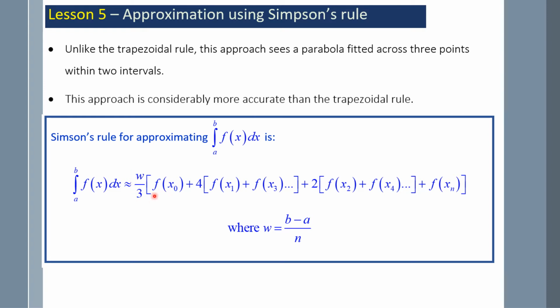We now have our f(x) in terms of our left outermost boundary up towards our right outermost boundary, and we have 4 and 2 here. Now note these ones here are our odds, and here when we're doubling them, they're our evens. And note where w is your upper limit, take your lower limit divided by the number of intervals.